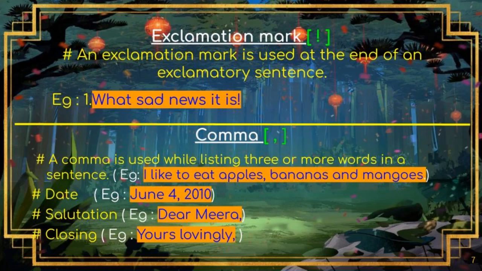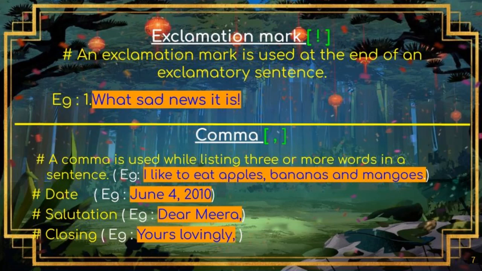Let us move to the second point, that is date. Students, commas are used when you write the date. That means if you are writing a full date, add a comma after the day and before the year. For example, June 4, comma, 2010. Let us move to the third point, that is salutation. Students, when we write a letter, we add a comma after the greeting word or salutation. For example, Dear Meera, after that we have to put a comma.